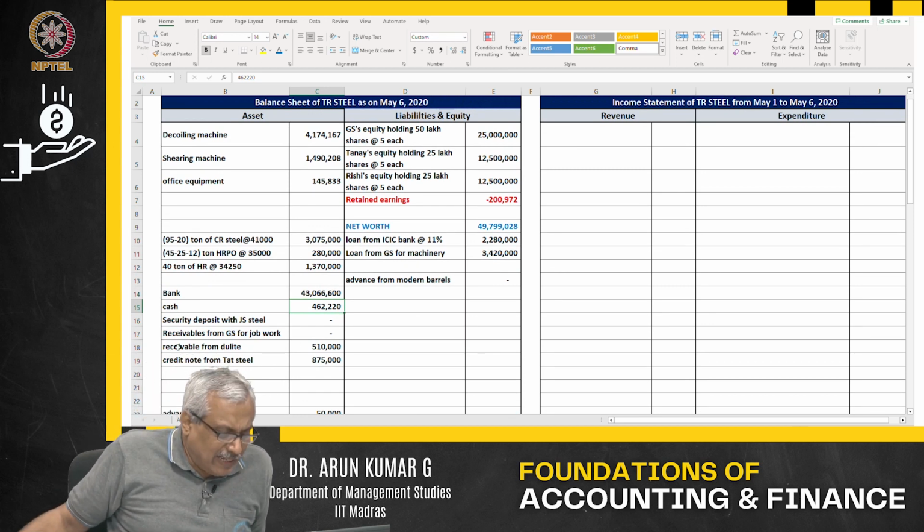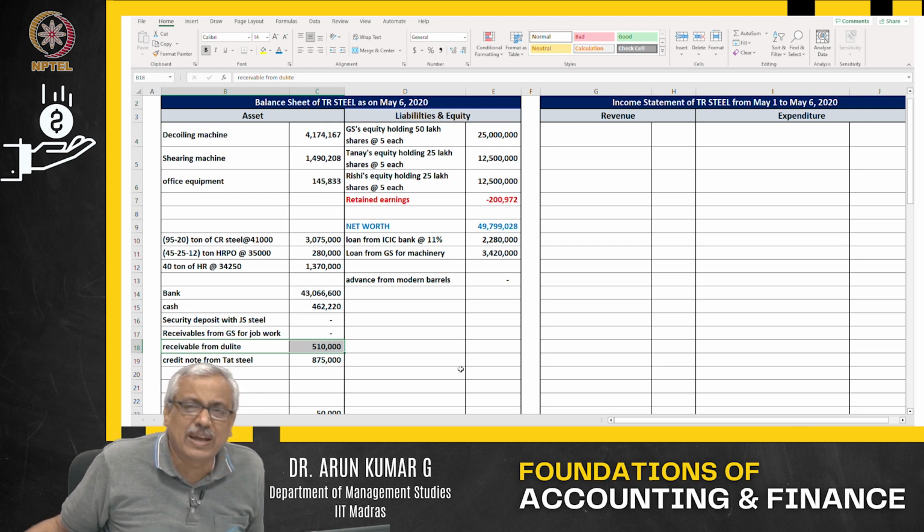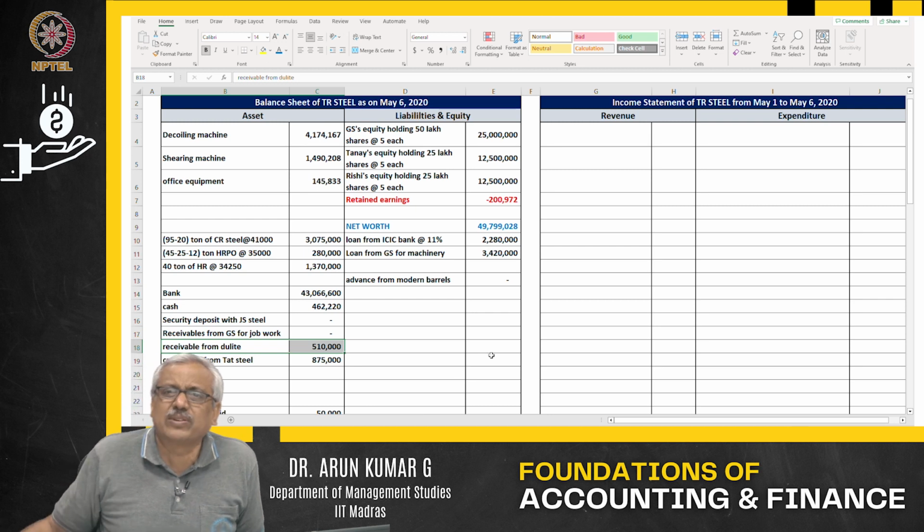The remaining money, now what happens? Dulite, which was supposed to give so much money, has to give you only 5,10,000. They were supposed to give you 10,20,000, half of it they have paid. They said they will pay the other half in about a week's time. So let's keep it till the time they pay. Now how much do they have to pay? They have to pay you only 5,10,000.